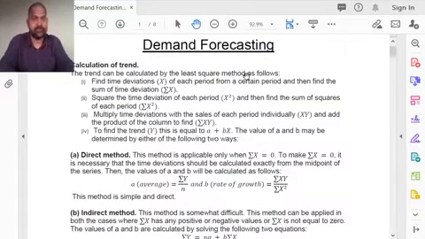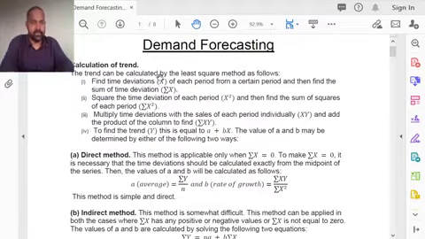Demand forecasting. Calculating the trend. The trend can be calculated by the least square method as follows. So the method that we've done right now, I haven't told you, but it's called the least square method. Find the deviations of x of each period from a certain period and then find the sum of the deviations. So sum of x. Square the deviation of each period, x square, and then find the sum of x square. Multiply the deviations by y and then find the product xy.